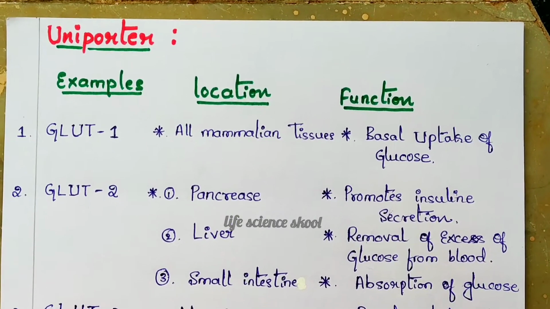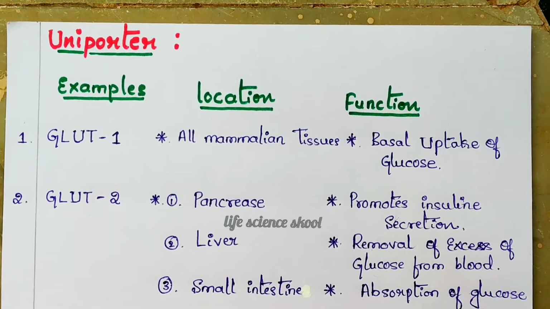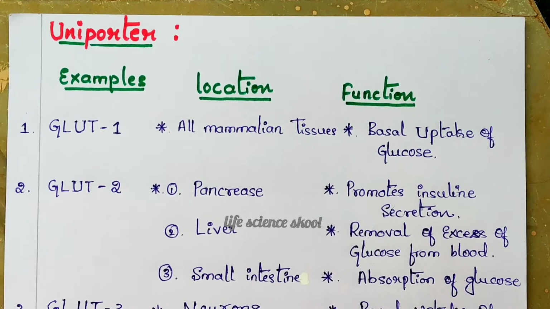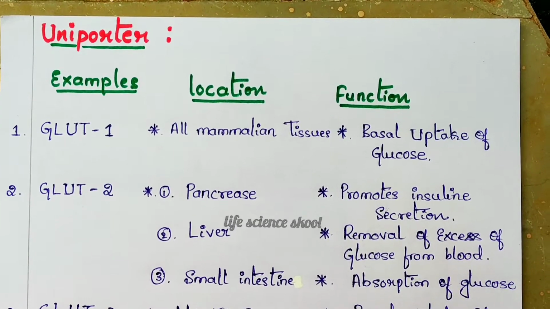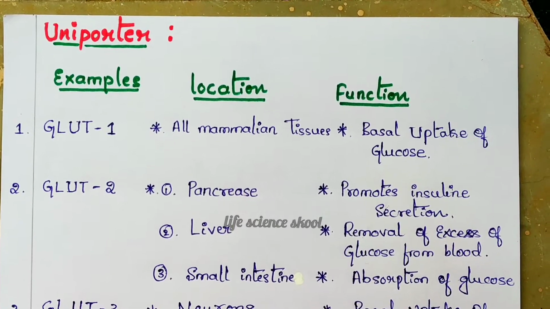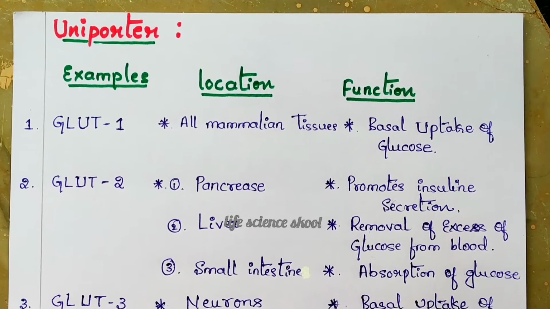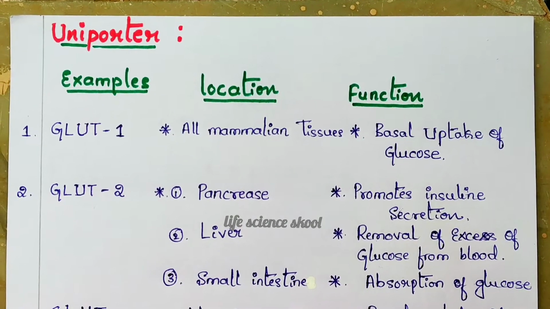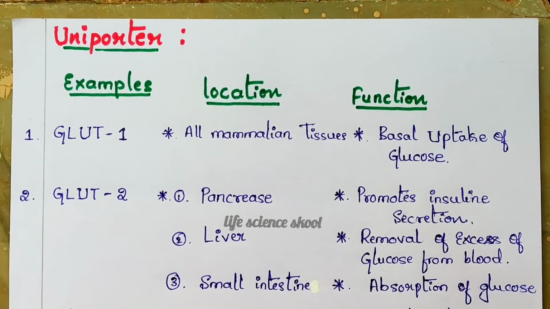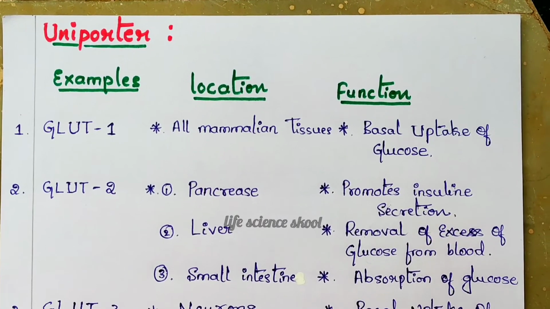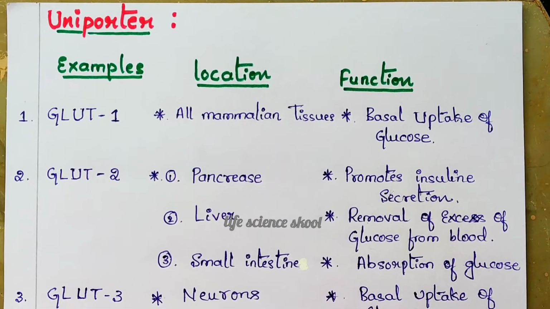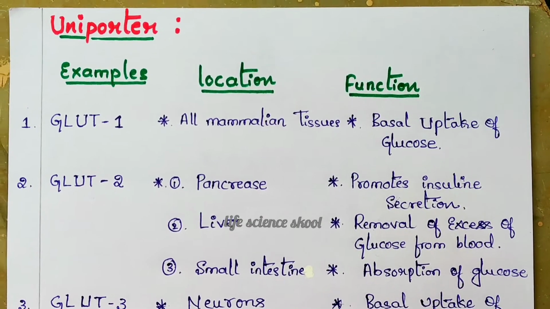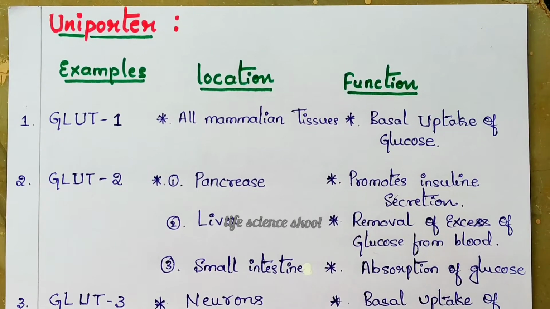Here I will begin with the example, then the location, and then the function. Let's start with the first one, GLUT1. GLUT1 is located in all mammalian tissues, and its function is basal uptake of glucose. Basal uptake of glucose means that when glucose is needed, when there is less glucose, that is the time it takes up glucose.